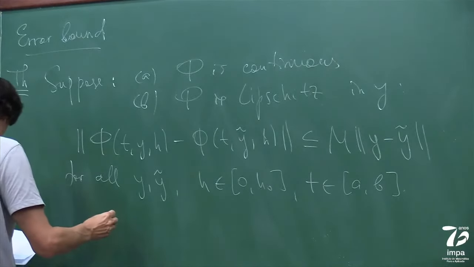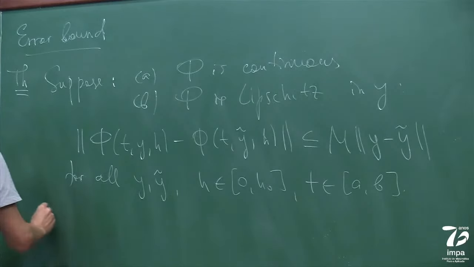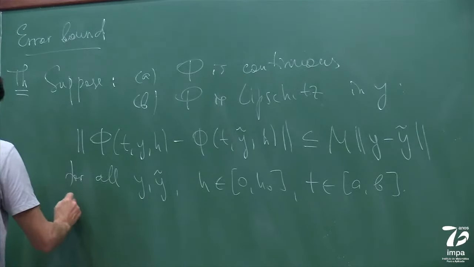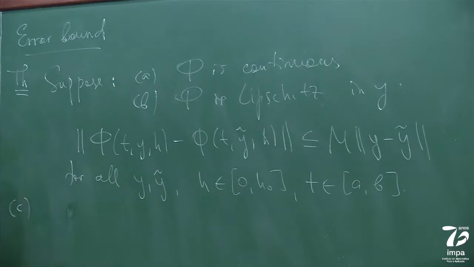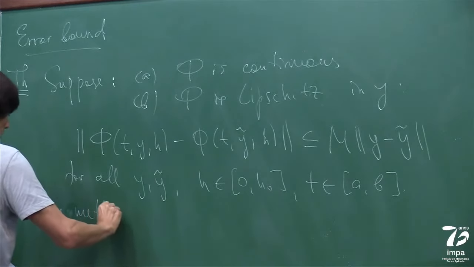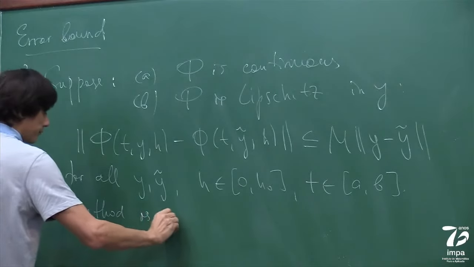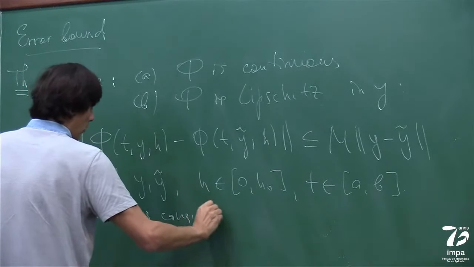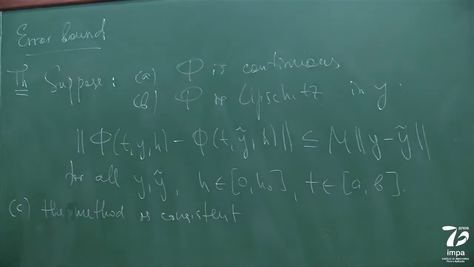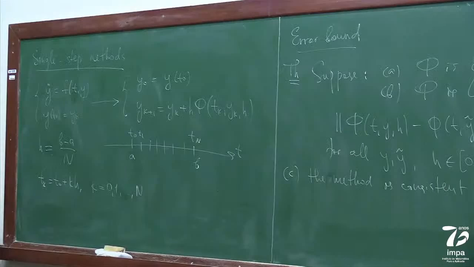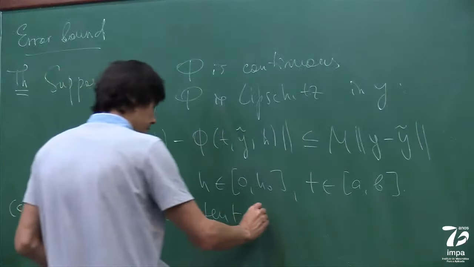And the last condition, C, is that the method is consistent. Remember, consistent means that phi coincides with f when h is 0. So the method is consistent and has positive order.